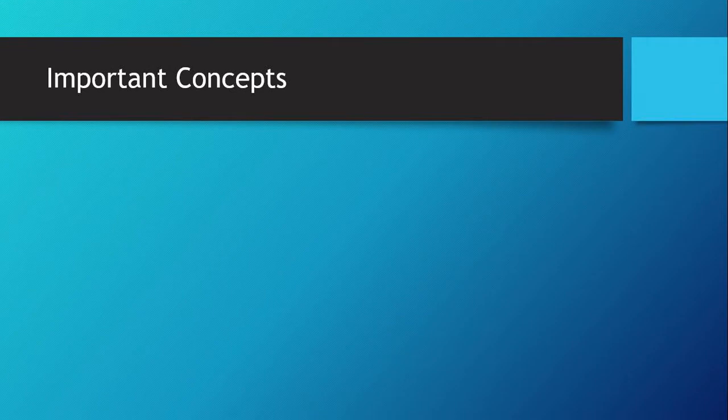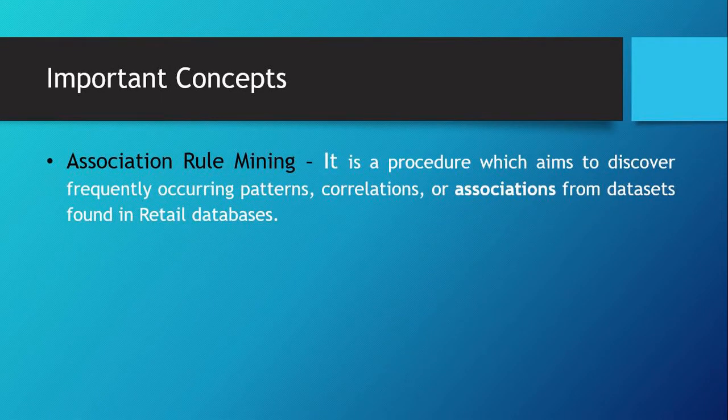Firstly, association rule mining. It is a procedure which aims to discover frequently occurring patterns, correlations, or associations from datasets found in our retail databases. Here we are trying to find out how items are correlated or associated with each other.